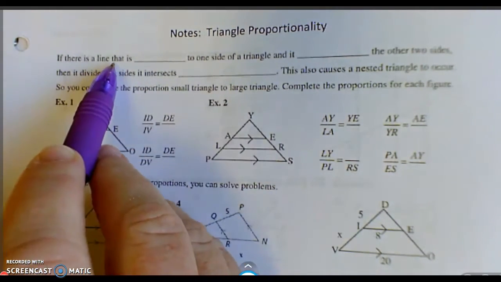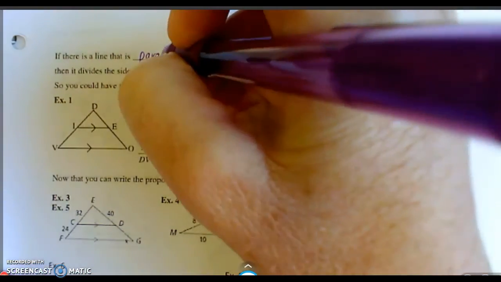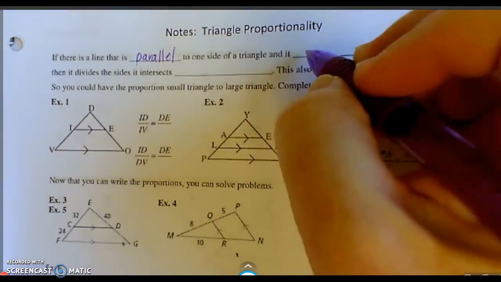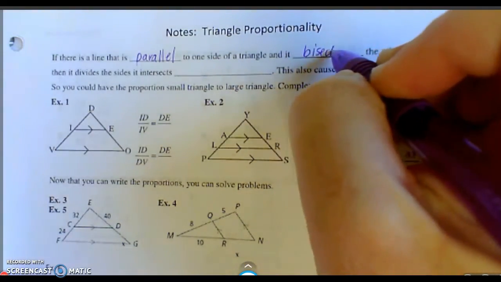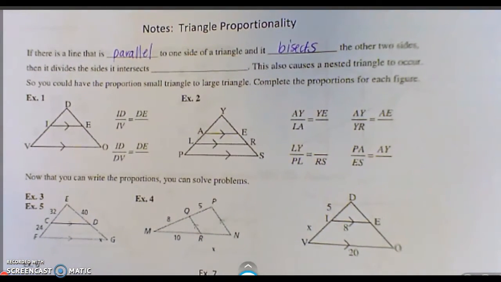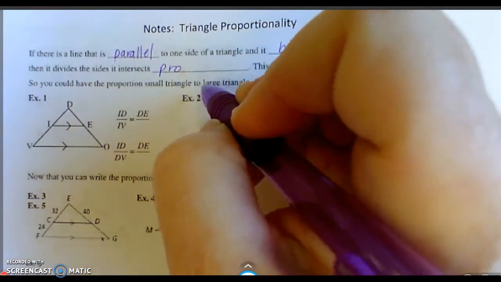It says if there is a line that is parallel to one side of a triangle and it bisects the other two sides, then it divides the sides it intersects proportionally.